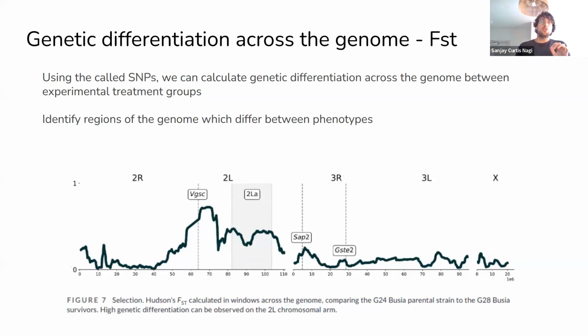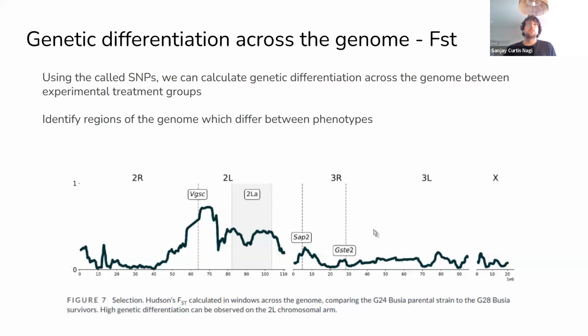This plot on the bottom just shows FST, a measure of genetic differentiation, between the G24 Busia parental strain and its G28 selected offspring. What we can see is there are a few really large peaks of FST. There's one really large one around the VGSC, and in the region where the 2L8 inversion is, we see an elevated region as well. There are also potential minor FST peaks around SAP2, which we know was overexpressed, and also GST2.